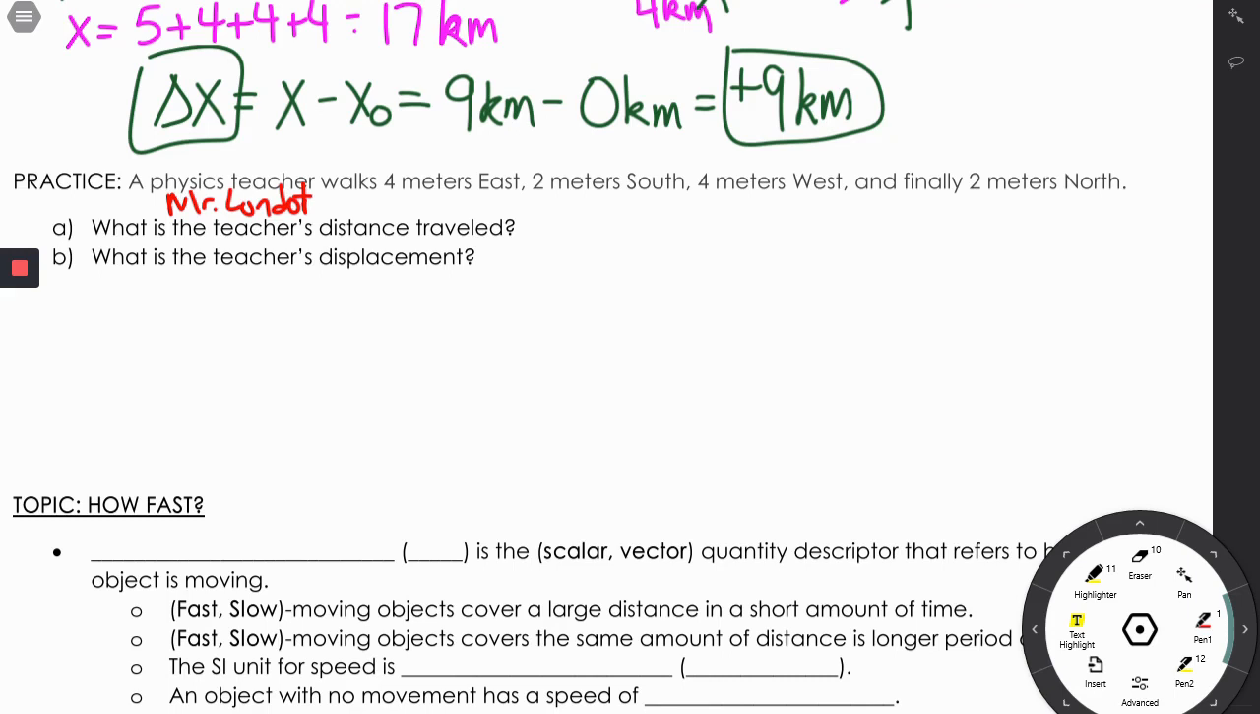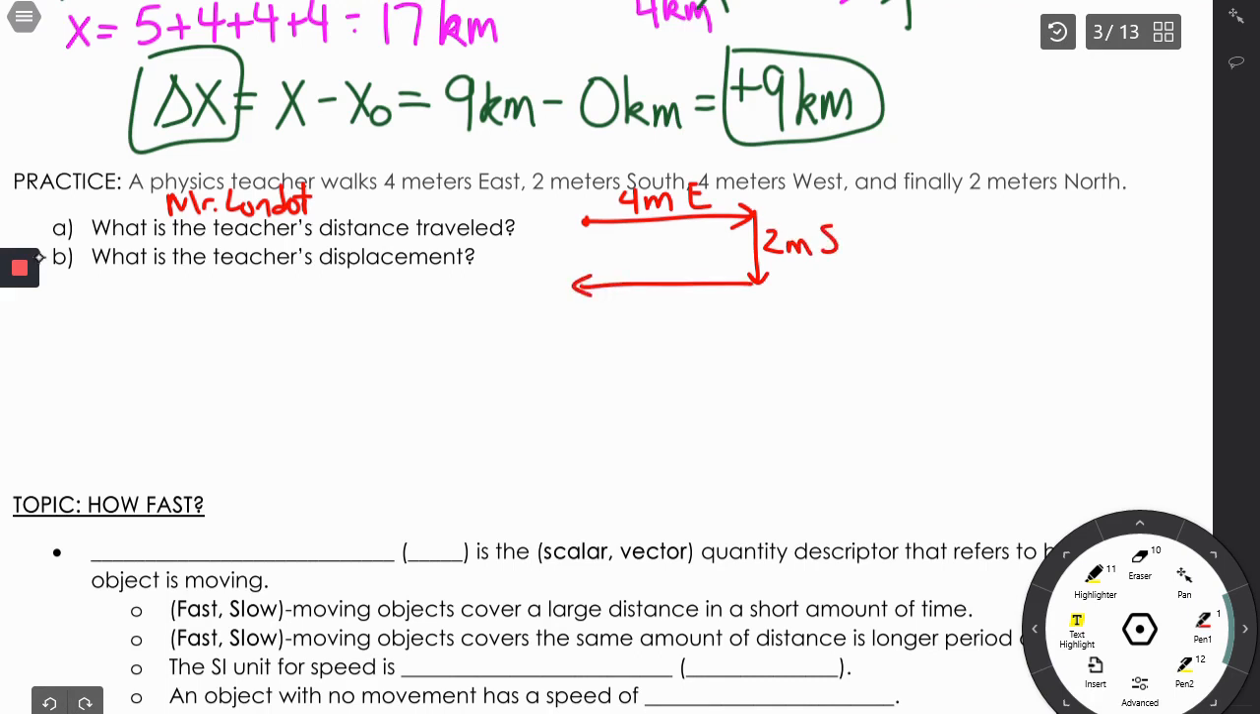So again, one thing you should start off with is drawing a picture. I'm going to go 4 meters east. I'm going to go 2 meters south. I'm going to go 4 meters west. And I'm going to go 2 meters north. And one thing you notice is that I actually just made a loop.